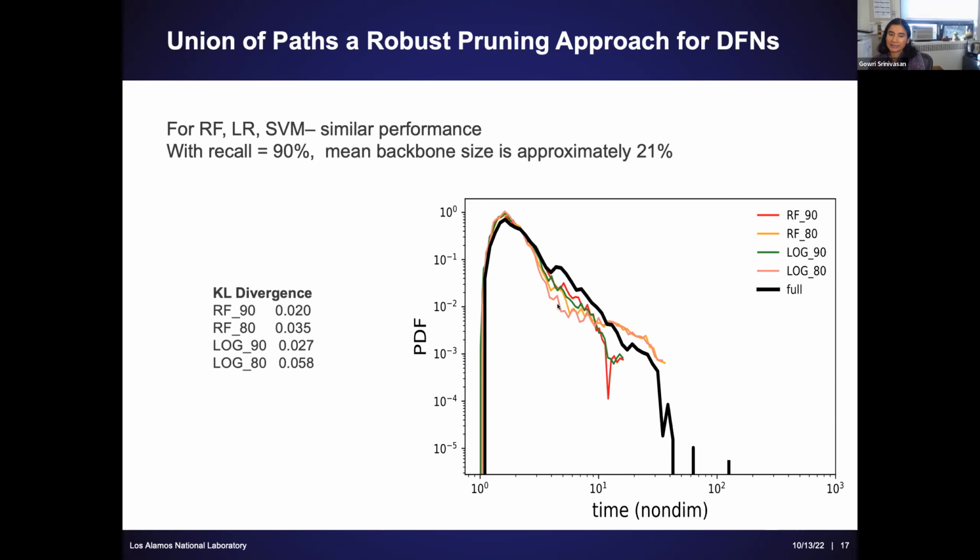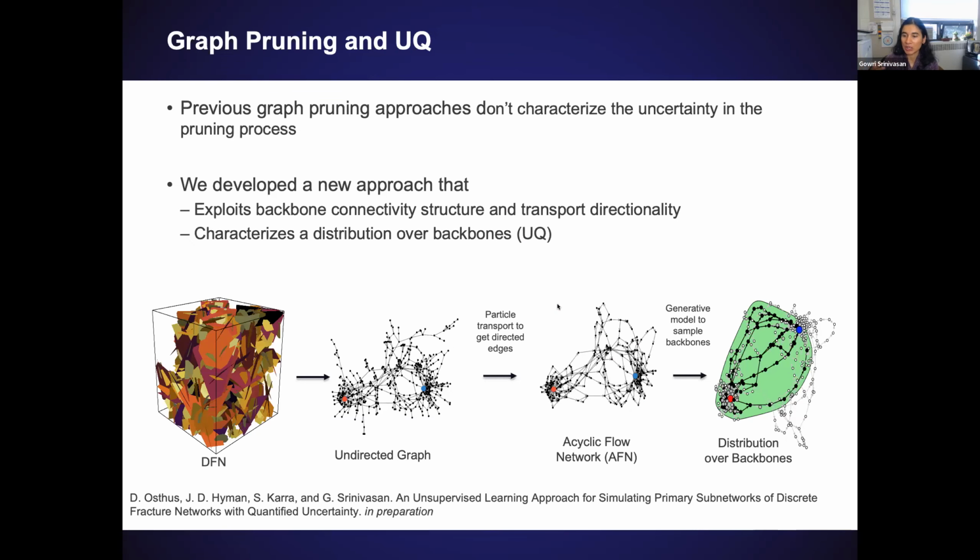So union of paths, again, we used random forest, logistic regression, SVM methods, and with about a fifth of the backbone, we're able to get pretty good recall of 90%. All of this is, again, like I said, I'm showing you individual instances, but essentially what you need to be able to do is run all of this in a UQ framework, because none of us know that this is indeed how the fractures look underground. So we end up doing statistical distributions.